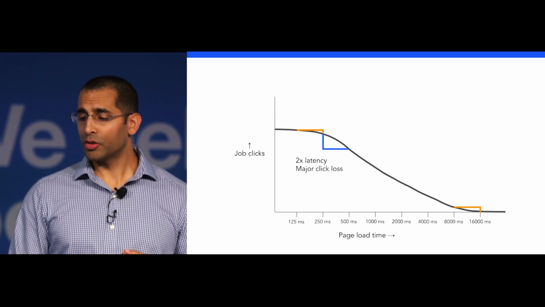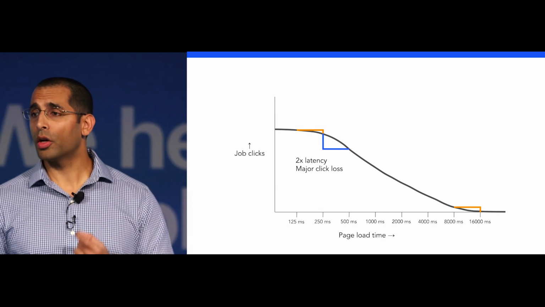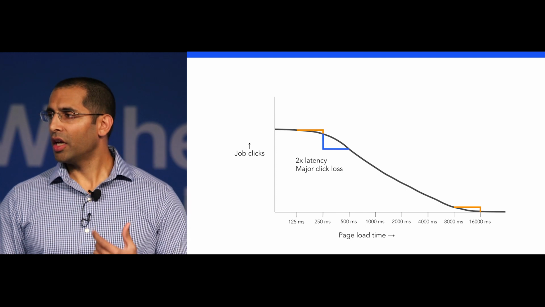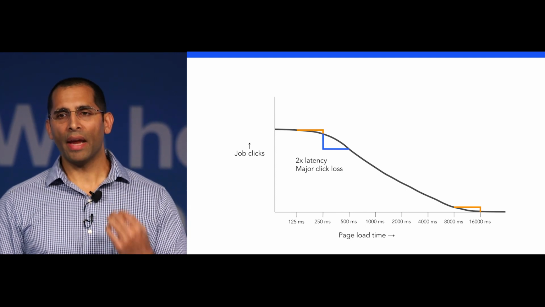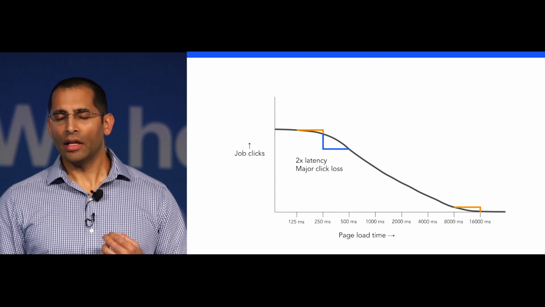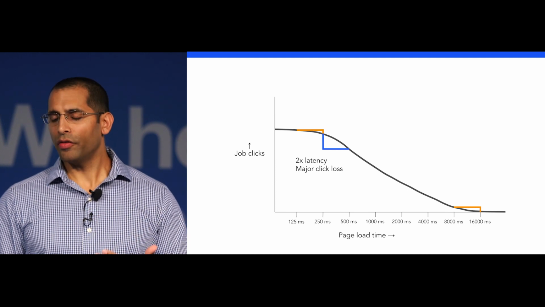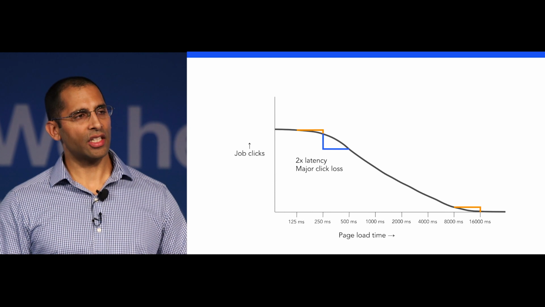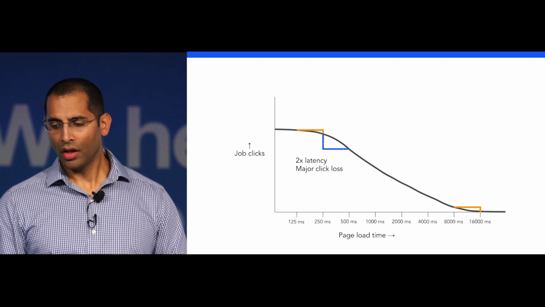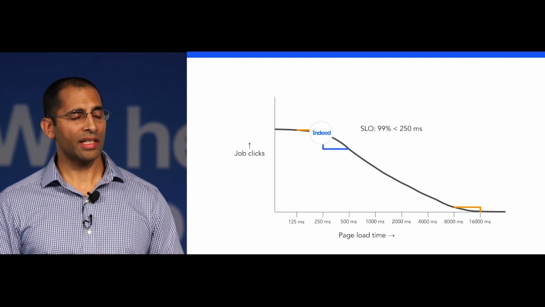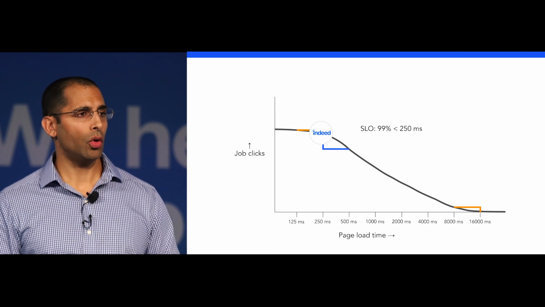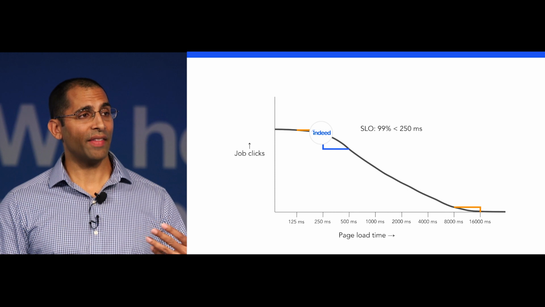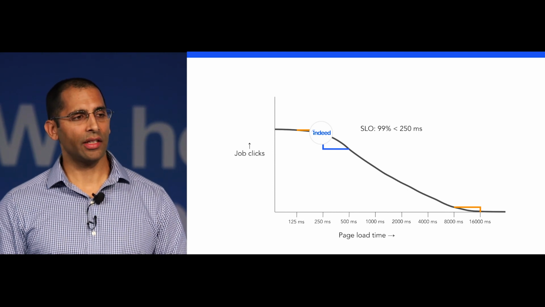The interesting part is right around here, say between 250 milliseconds and 500 milliseconds. Here, doubling of the latency leads to a major loss of clicks. This is the S-curve again. At the top, it's shallow, then it gets steep, and then it smooths out again at the bottom. We might want to target our SLO here to say that 99% of pages need to load within 250 milliseconds, because we want to avoid the region where we have that steep click loss as latency increases.